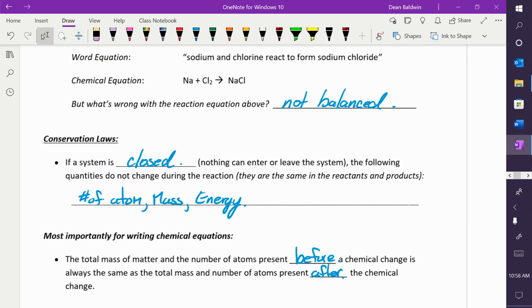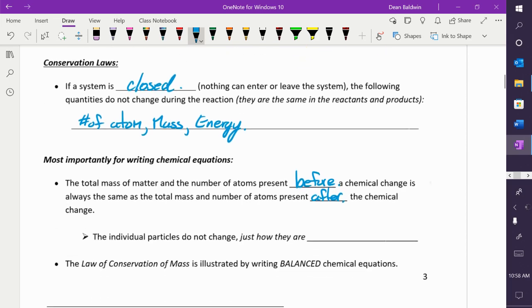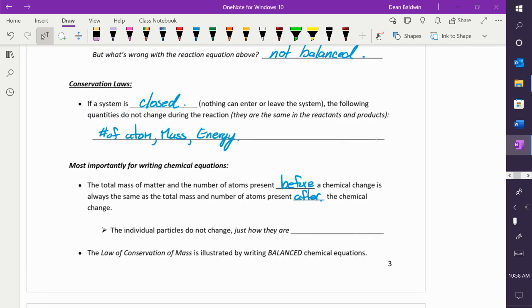Okay, how do you balance that anyway, by the way? 2Na plus Cl2 goes to 2NaCl. If you have a 2 there and a 2 there, then you get balanced. That would be a balanced system. All right. So the individual particles don't change, just how they are arranged. But that's the chemical reaction. So conservation of mass leads to writing balanced chemical reactions, which is what we're going to start today.